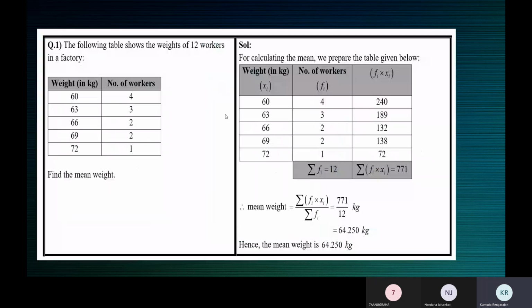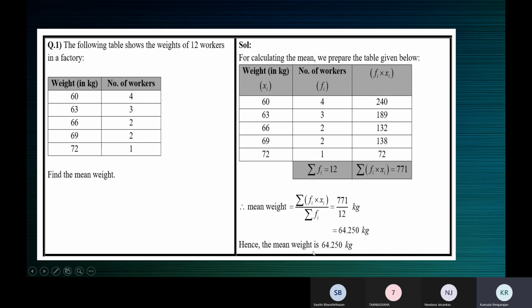Yes, children. So I was talking about this one, where we had to find the mean of this distribution. 771 by 12. Since the unit is kilogram, we wish to have 3 digits after the decimal point. Because 1 kg is 1000 grams. In 1000, we have 3 zeros.